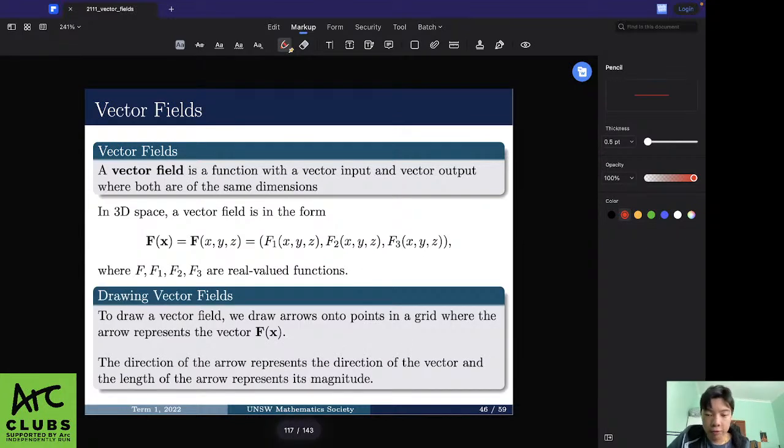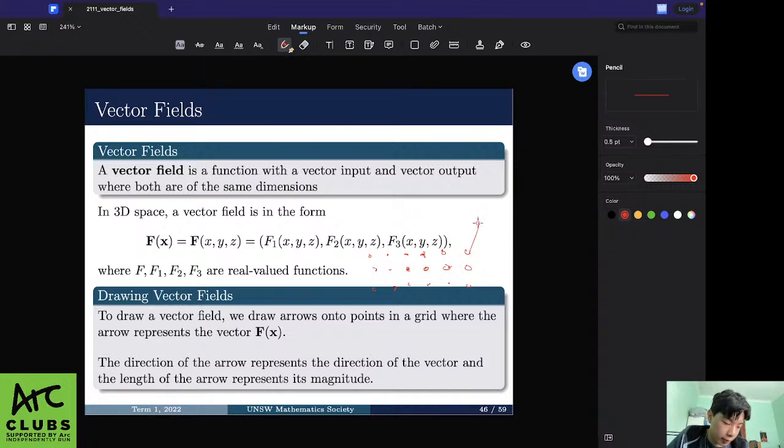So how exactly do we draw a vector field? Generally you'll be asked to draw 2D vector fields, and a vector field is essentially just you regularly find points on a grid. Usually I would do maybe the integers, so maybe every integer in a square grid, because usually you'll be asked to draw out a 2D vector field. And what you do is, for each point, you put it into the vector field, and then it'll output a vector, right? And then you just draw a vector to represent this. You draw an arrow to represent this vector.